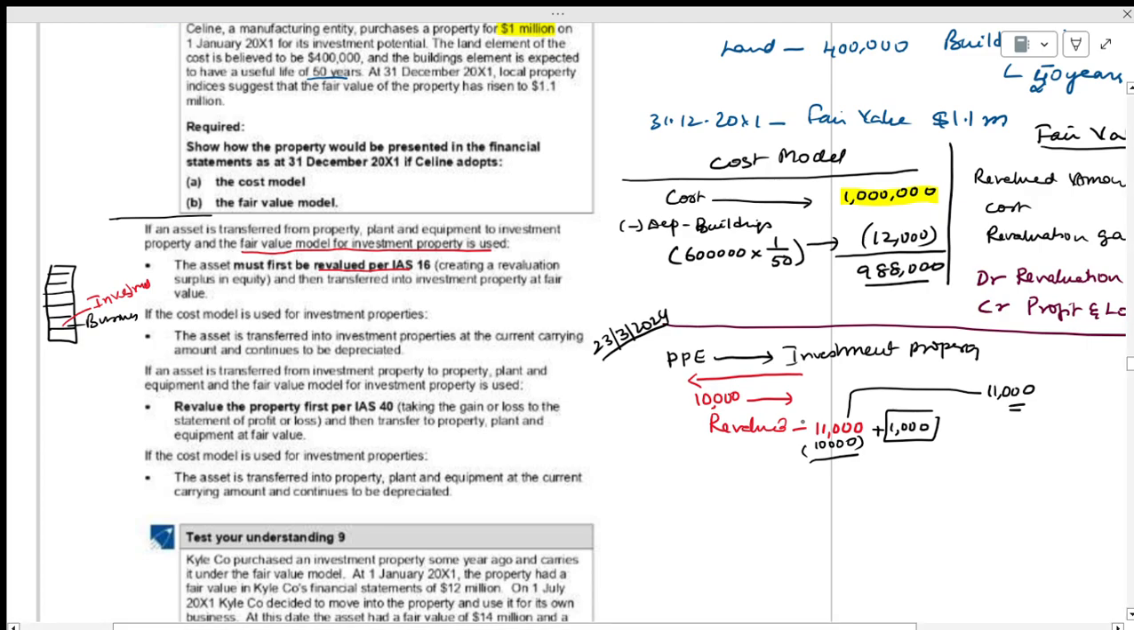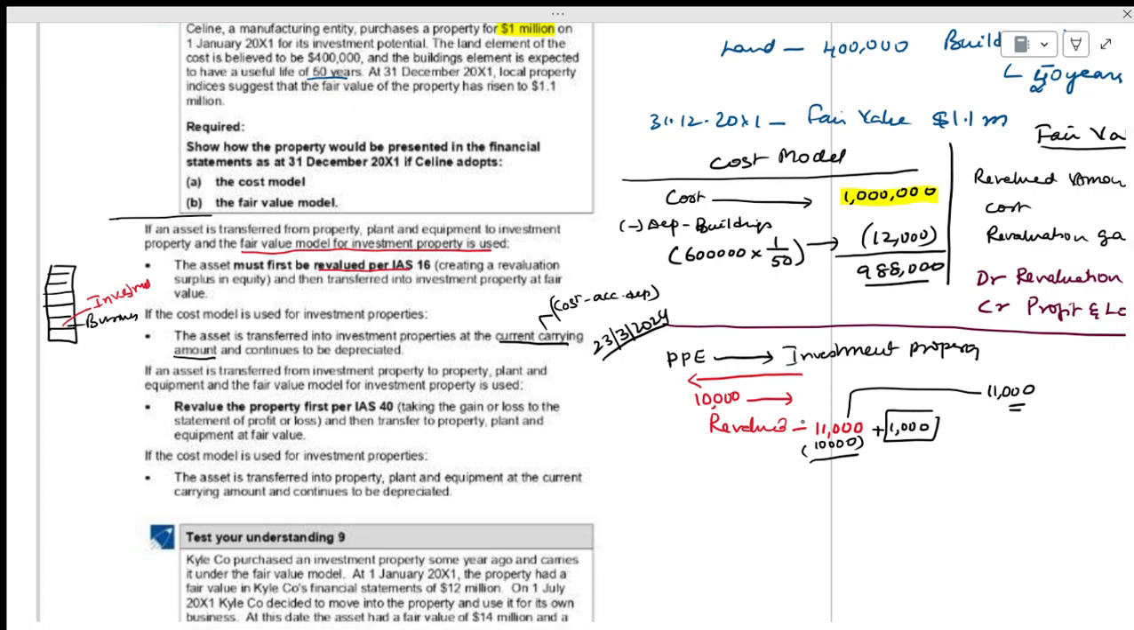If the cost model is used for investment property, what is the cost model? Cost model is normally cost less depreciation. The asset is transferred to investment property at the current carrying amount. You know the carrying amount. What is the rule of carrying amount? Carrying amount is nothing but cost minus accumulated depreciation, and it continues to be depreciated.